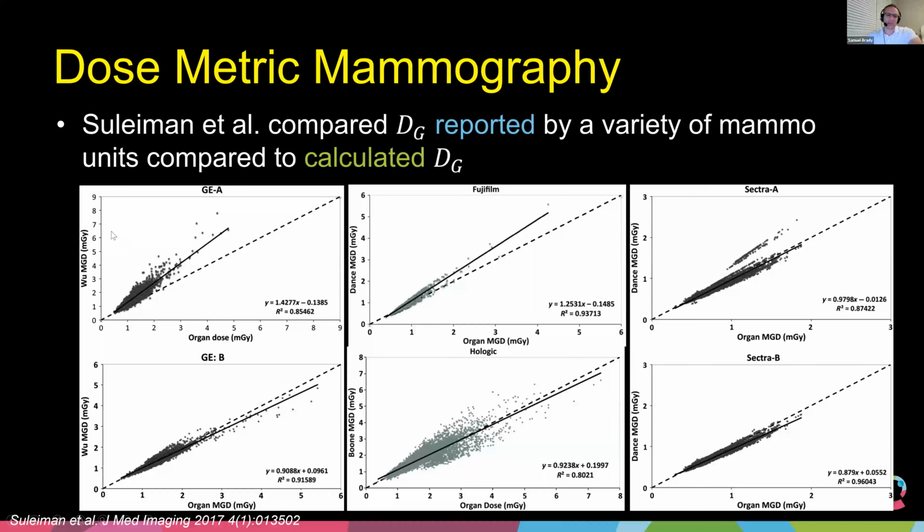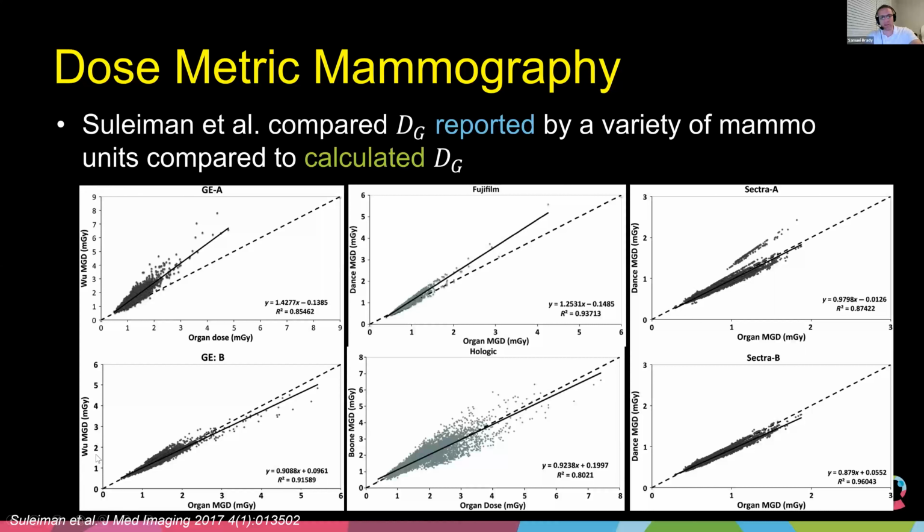A publication that came out in 2017, so only 3 to 4 years ago. This isn't an old one. What Suleiman and his colleagues did is they looked at the reported mean glandular dose, the value that the machine tells you, so it's written down somewhere on the screen or part of the metadata. It's the machine-reported mean glandular dose compared to the value that these scientists actually calculated using the Dance method, the Wu method, or the Boone method.